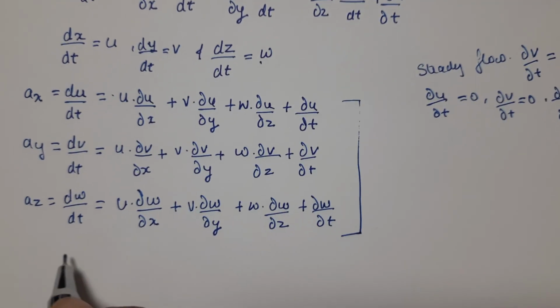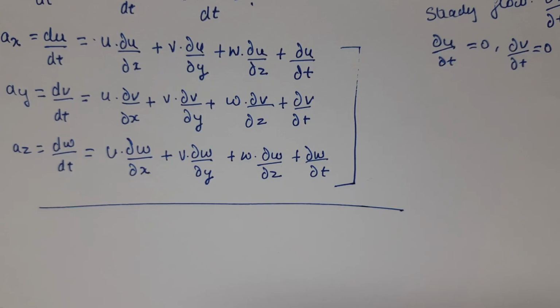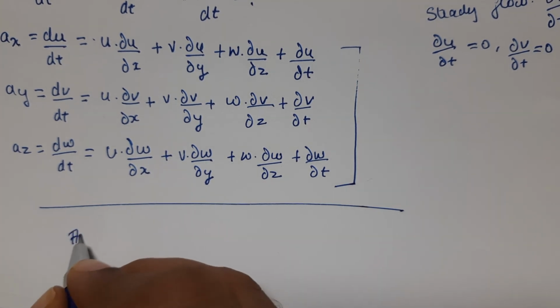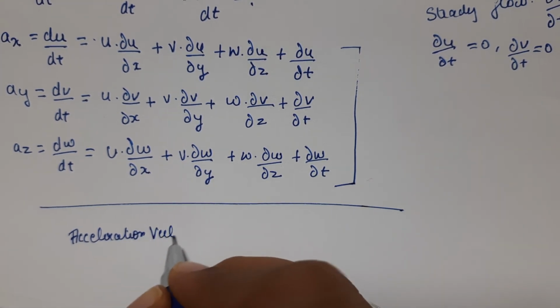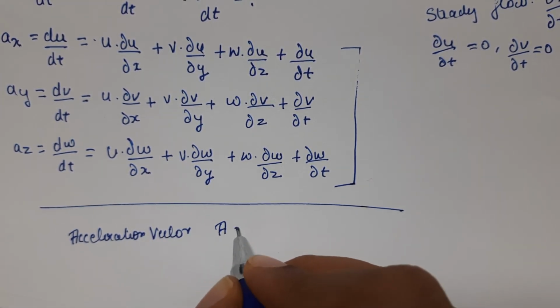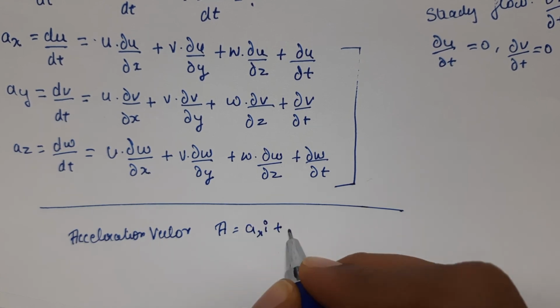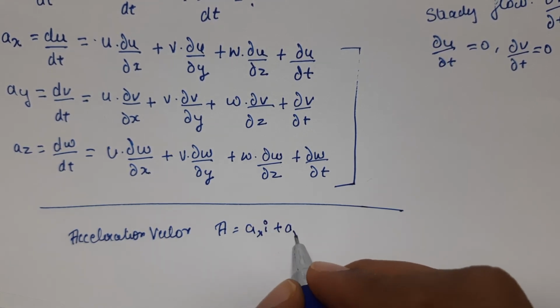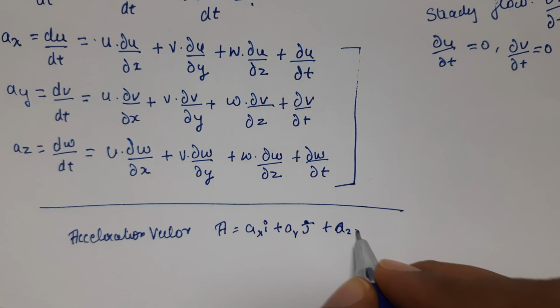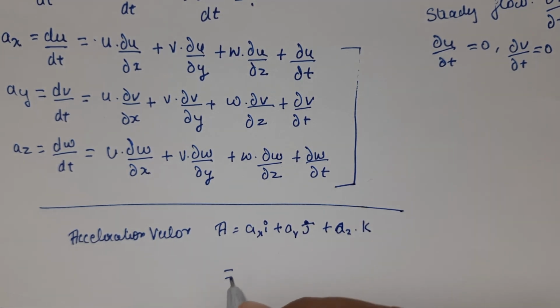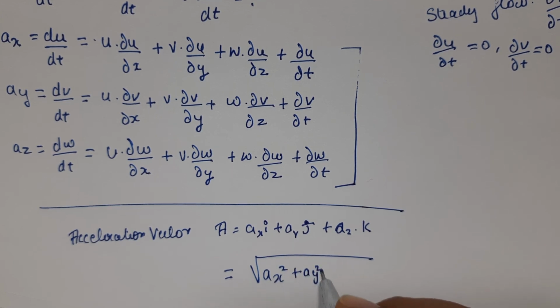The acceleration vector can be written as a is equal to ax i plus ay j plus az k. This can be written as root of ax square plus ay square plus az square.